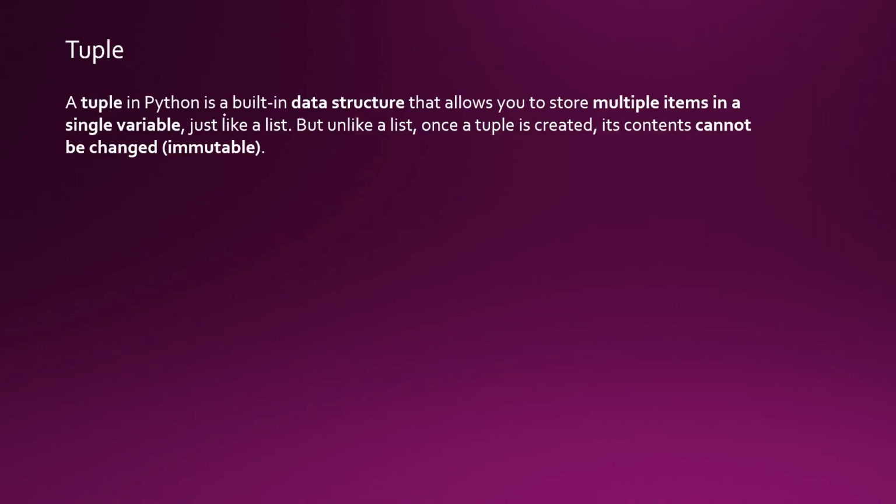Next is tuple. A tuple in Python is an inbuilt data structure that allows you to store multiple items in a single variable. Just like a list, but unlike a list, once a tuple is created, its content cannot be changed. That is immutable.